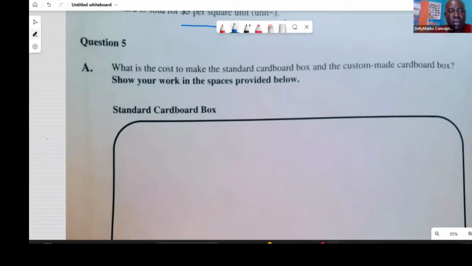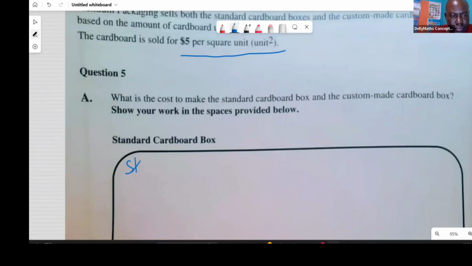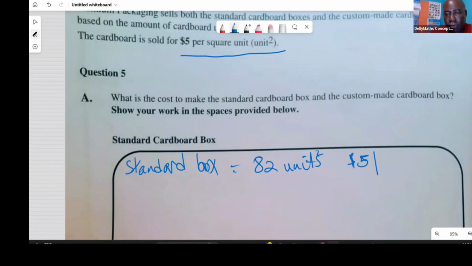So standard. We're talking about 82. The standard box equals 82 square units, and we're talking about $5 per square unit. So for every unit square, it's $5. So the cost for this is going to equal 82 times 5, and that's about $410.